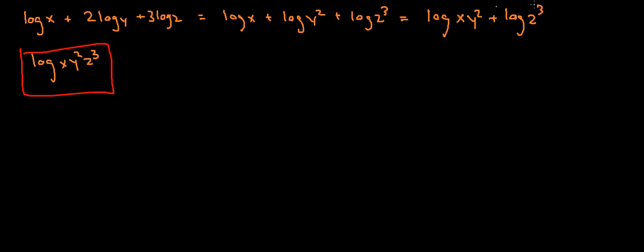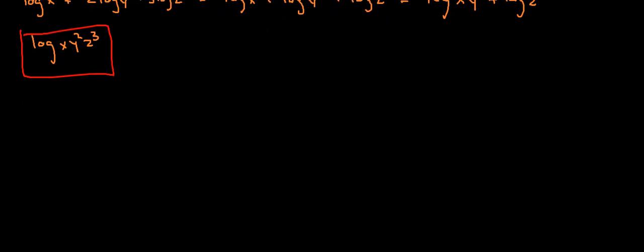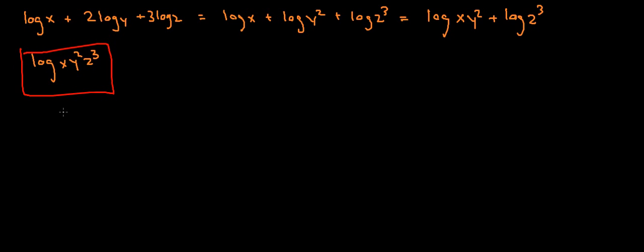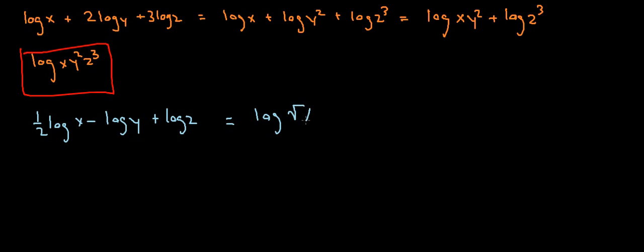So let me do a couple more. Do one with some subtraction. Subtraction is going to be the part that's going to mess people up. So let me do 1/2 log of x minus log y plus log of z. First I'm going to do the powers, because it's my favorite. It's log of, and this can be written as the square root of x, or x to the 1/2.